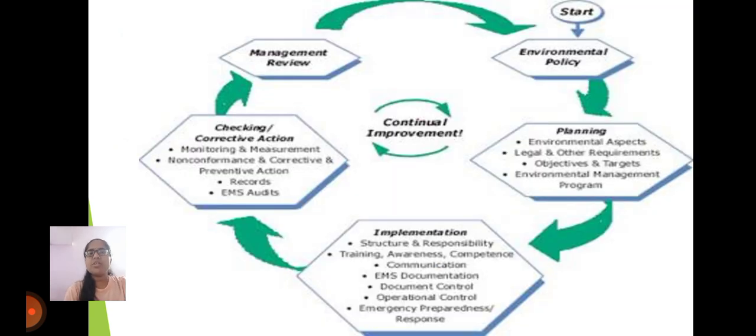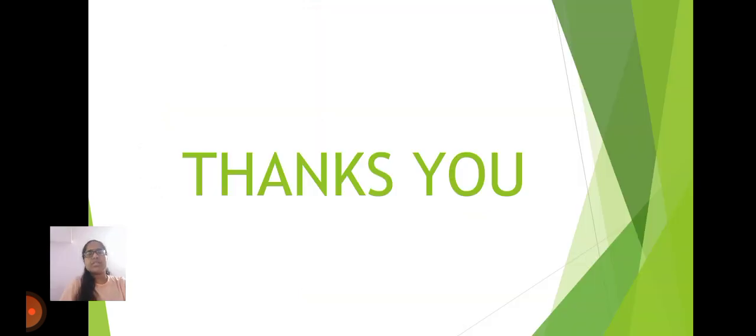This flowchart shows continuous improvement, how environmental management can be easily improved. We start with the environmental policy, then planning, then implementation, then checking and corrective action, and management review. This is how the flowchart of the environmental management system would be followed. So this is about the environmental management system and its applications.